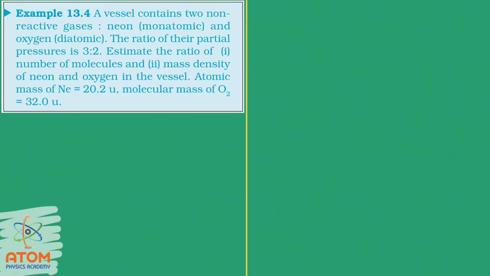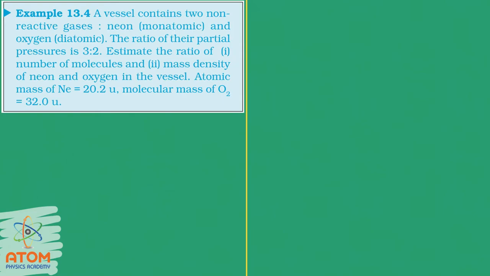A vessel contains two non-reactive gases, neon, which is monoatomic, and oxygen, which is diatomic. The ratio of their partial pressure, remember this is partial pressure, is 3:2. Estimate the ratio of number of molecules and mass density of neon and oxygen in the vessel. Atomic mass of neon is given as 20.2 AMU and molecular mass of oxygen is given as 32 AMU.